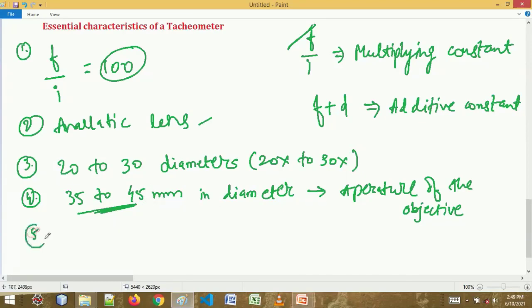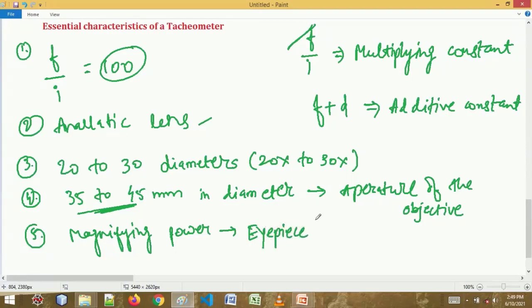The fifth and the last essential characteristic of a tachyometer is the magnifying power of the eyepiece. It should be greater to render the staff graduations clearer at a long distance.